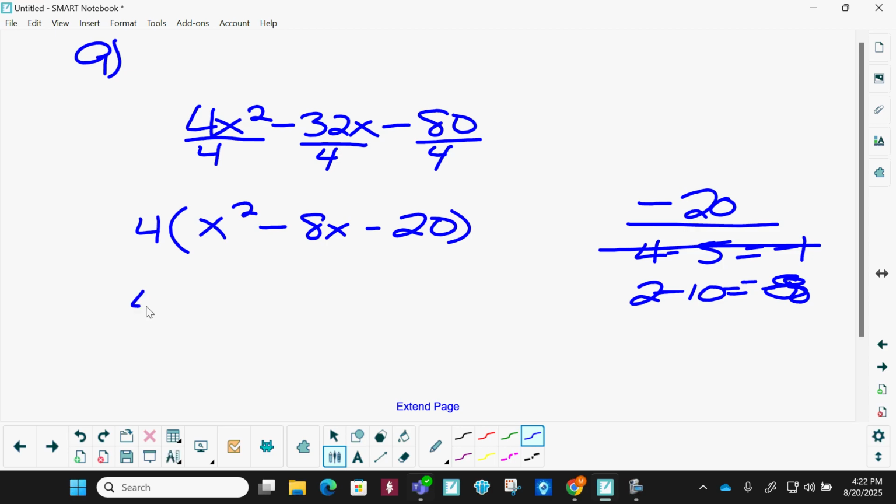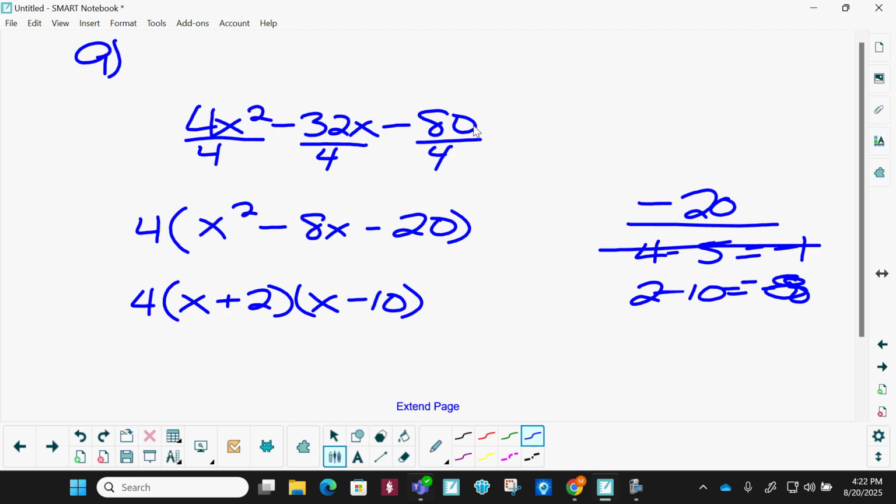So remember, we factored that 4 out, so we can't get rid of it. X squared plus 2, and then x minus 10. Okay, so that can happen. So before you jump in, I would see if we can factor something out all the way across.